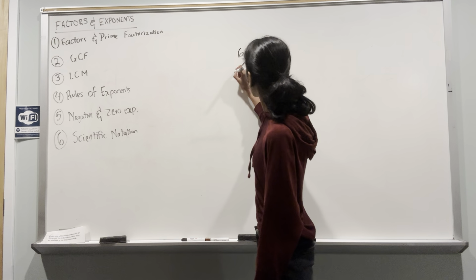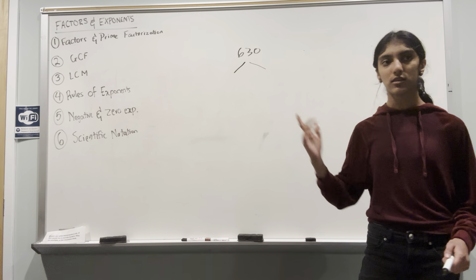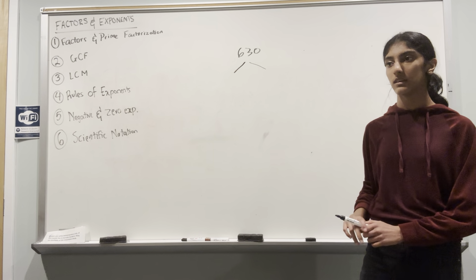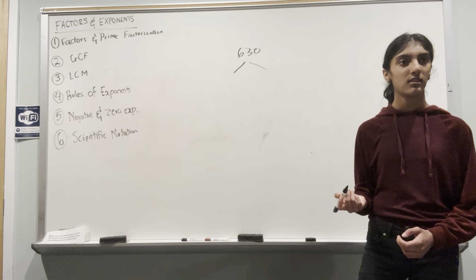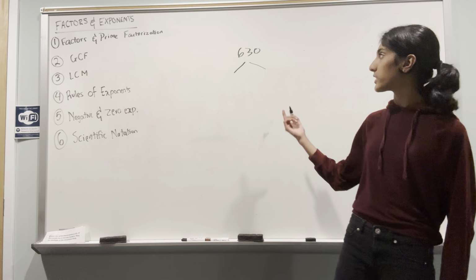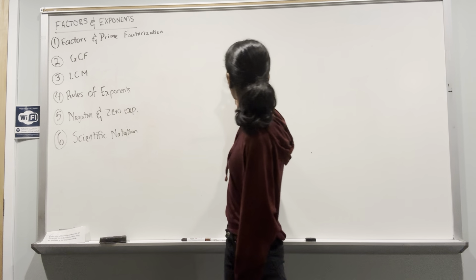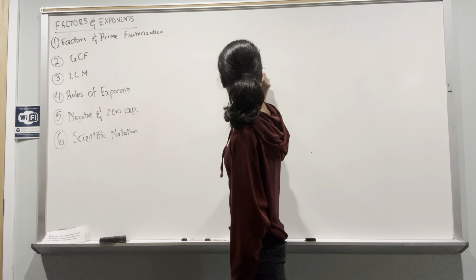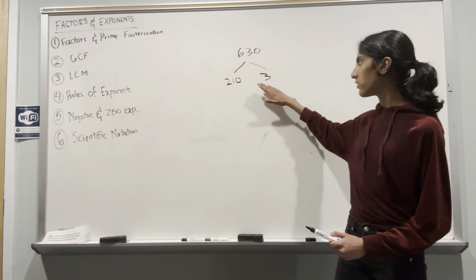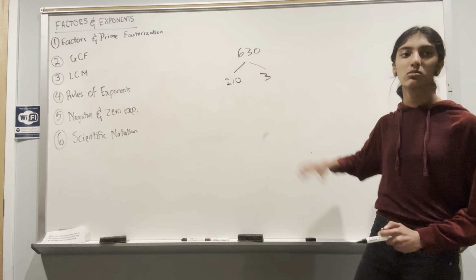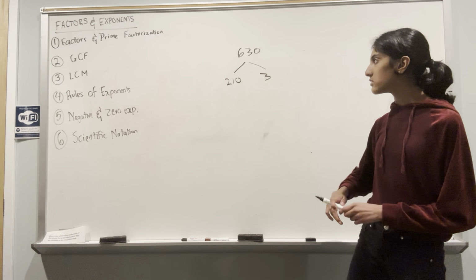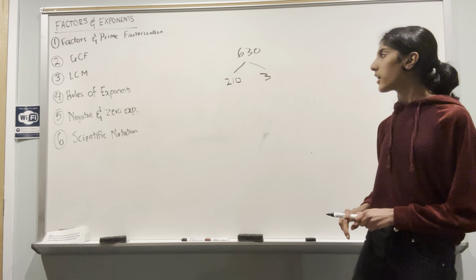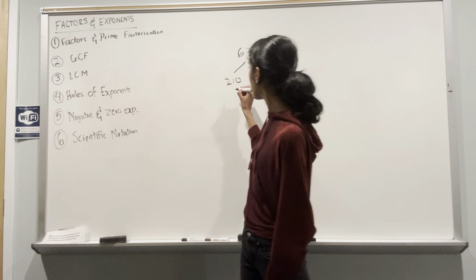So what are 2 factors that I could use for 630? Go ahead. 3 and 210. And 3 and 210? Yeah. Yep. So once I do this, I already know that 3 is a prime number, so I'm not going to factorize 3 any further. But 210 isn't a prime number. So I'm going to factorize 210.